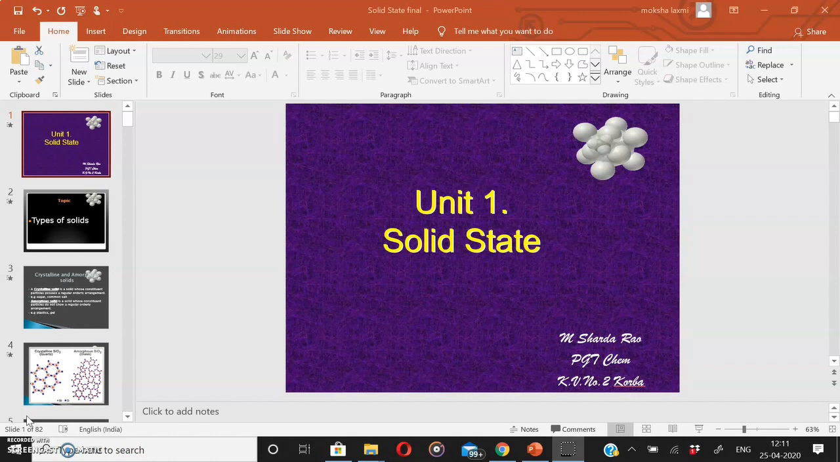Now in this unit you will be studying about types of solids, packing in solids, and properties of solids. Our topic today would be the types of solids.